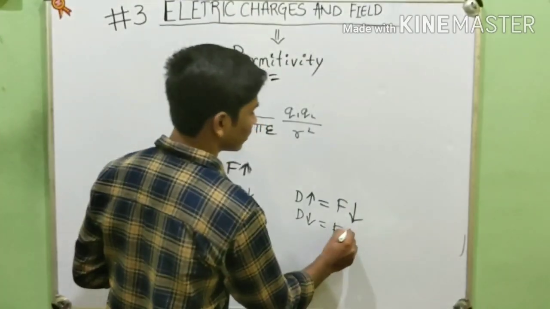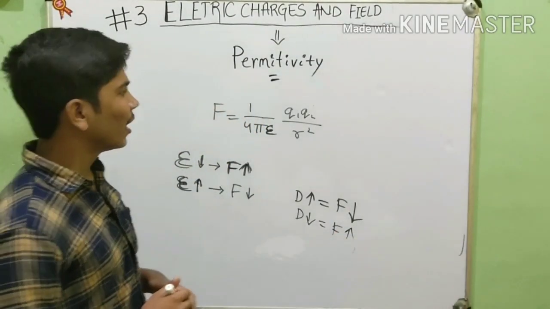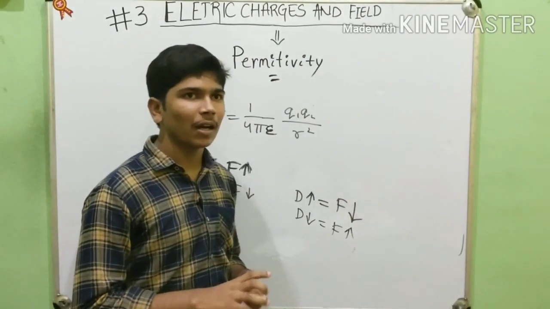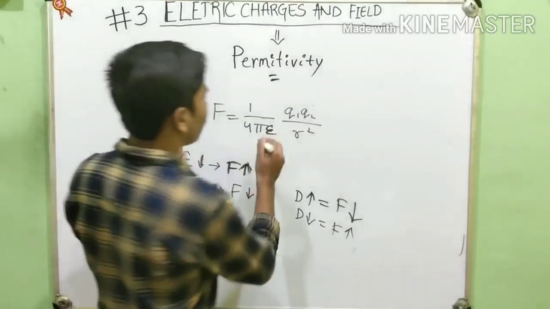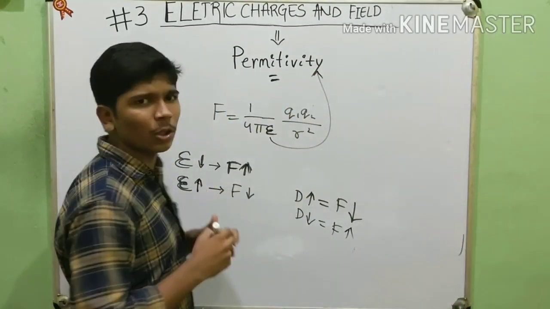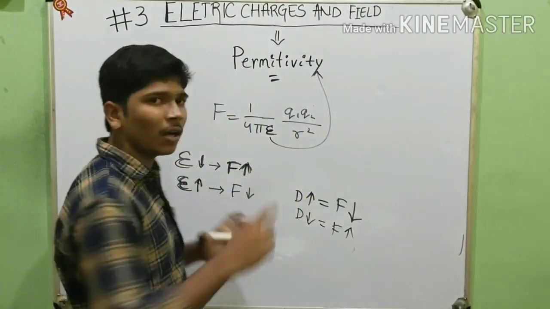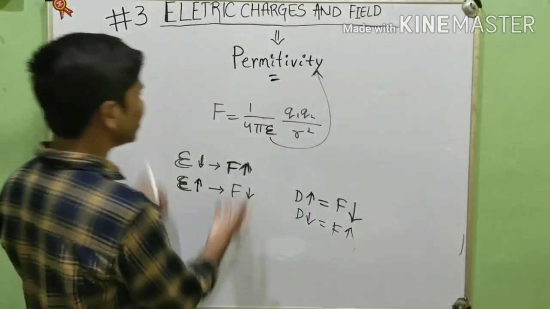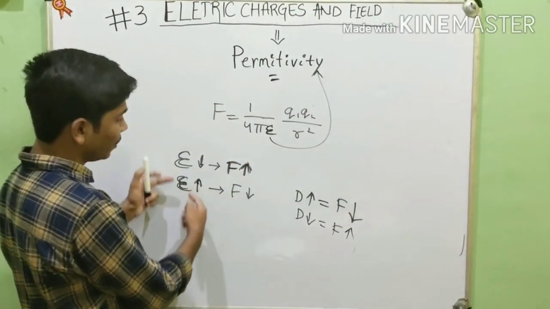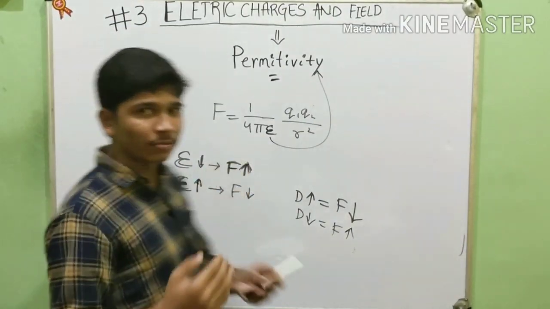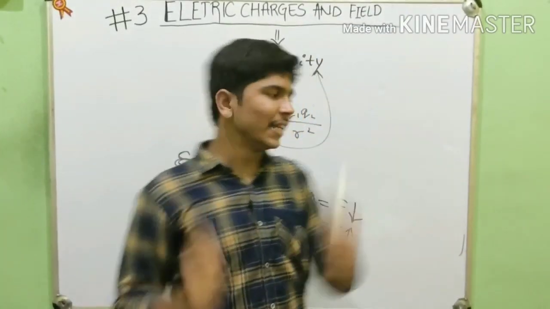will increase. So the crowd will say that epsilon means permittivity, it permits the particles of the medium to increase the force. Is it increasing? No, it is decreasing. If epsilon increases, then force will decrease.